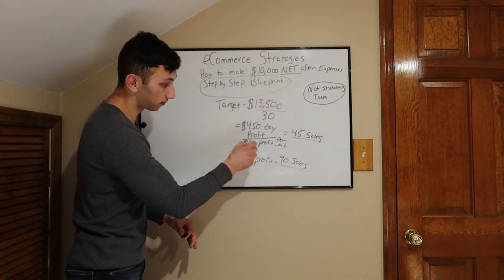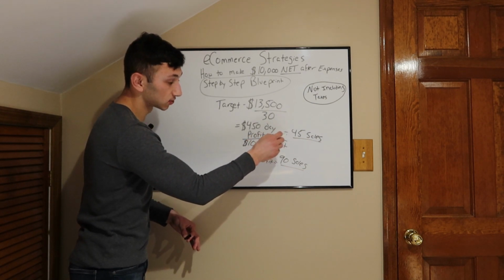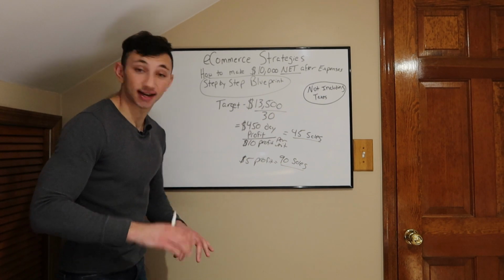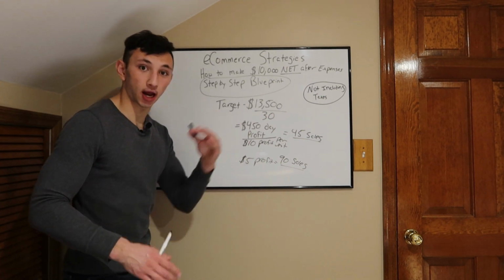So our $10 profit margin would then only be 45 sales. So half the amount of sales as at a $5 margin. So it just makes sense. And guys, that is how simple it is to really break down your math.